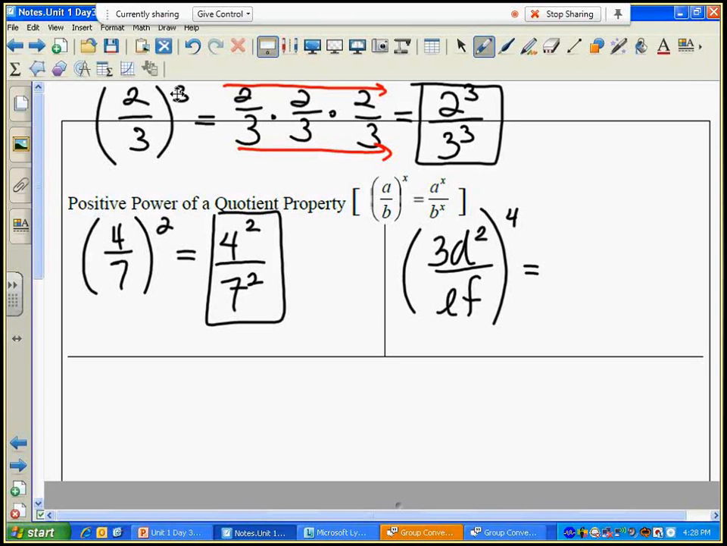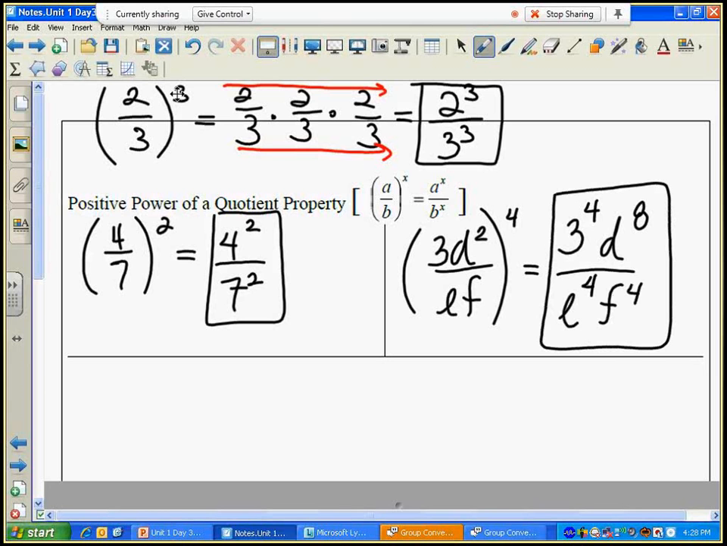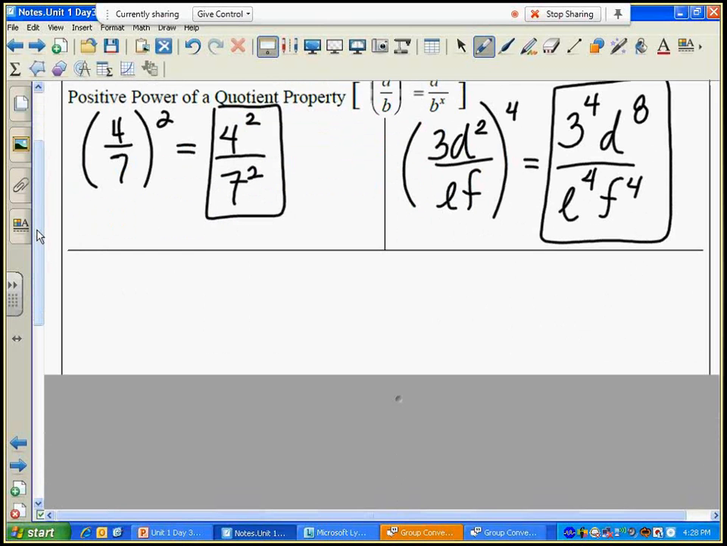That means every piece that's inside that parentheses, the 3, the d squared, the e, the f, everything goes to the 4th power. So 3 to the 4th, well, d squared to the 4th gives us d to the 8th. E to the 4th, f to the 4th. Simplified expression. Okay, last example.